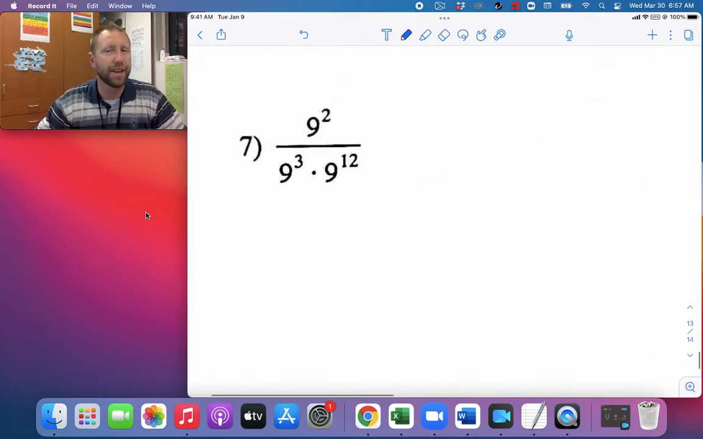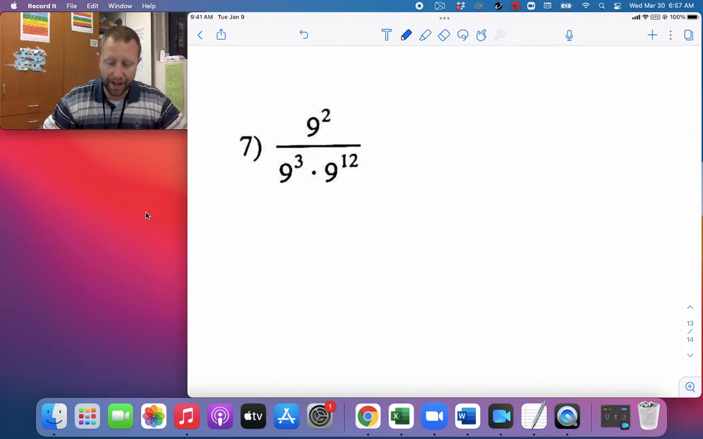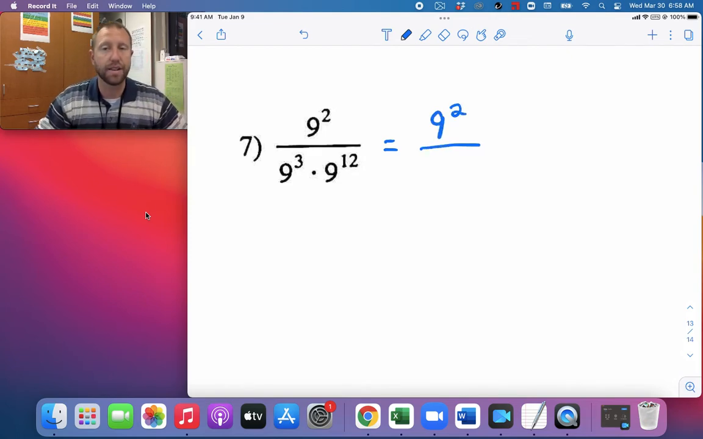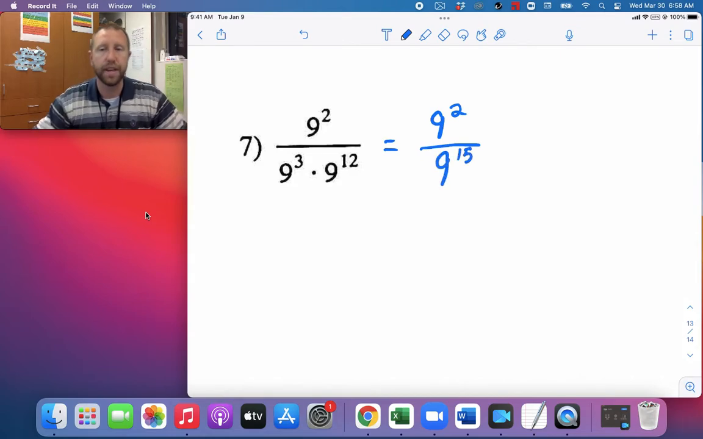A lot of steps in that one. Same thing with number 7. I can see there's a couple things going on. I can't use my quotient rule yet because I've got the denominator that's not simplified. I've got to simplify all of this before I can do my quotient rule. Okay. Well, the denominator is the product rule. It's multiplying two numbers together with the same base. So I'm going to add those exponents. This gives me 9 squared still on top. And then when I add those exponents, 3 plus 12 on the bottom, that gives me 15.